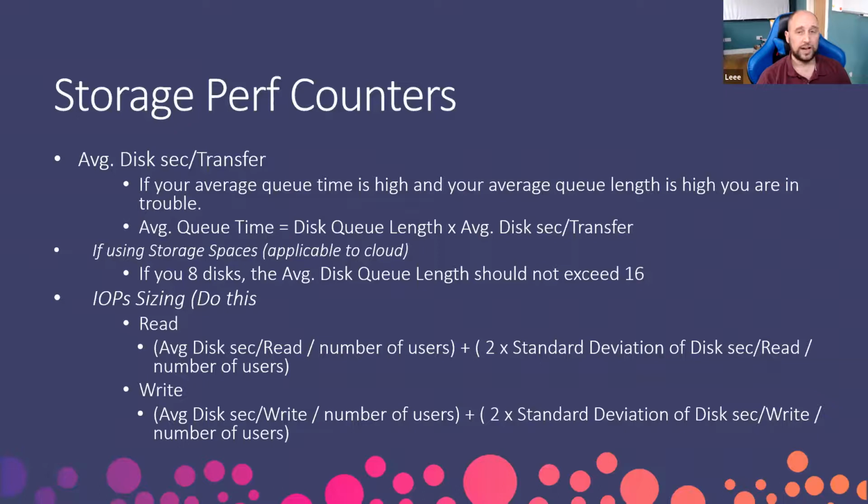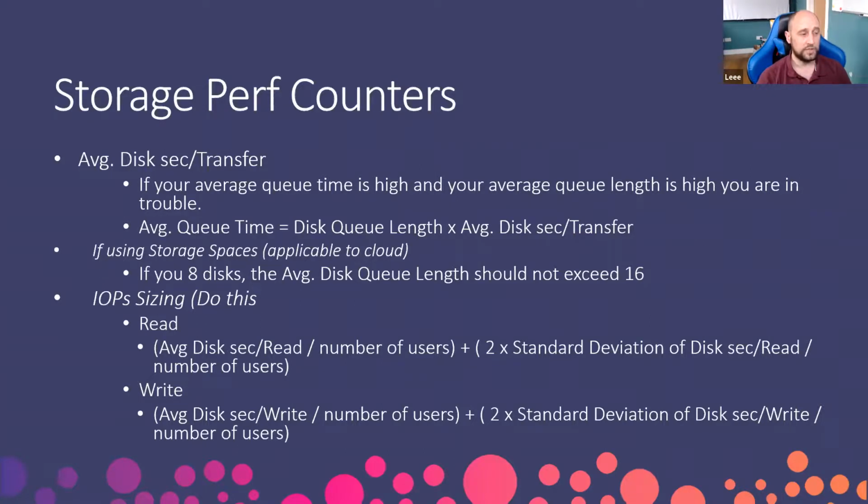To work out your average queue time, just multiply your disk queue length by your average disk transfers a second, and that will give you how long each operation waits before it's committed. Bear in mind, if you're using storage spaces or RAID, if you've got 8 disks, the average queue length should not exceed 16, because you should be dividing your queue length by the number of disks, and that will give you your disk queue per disk roughly.